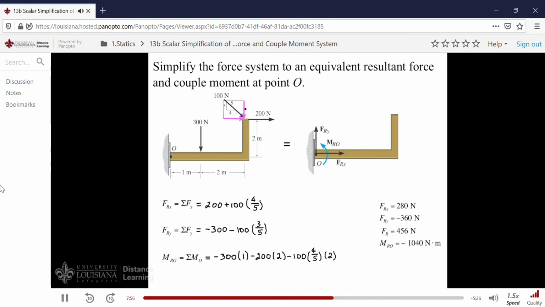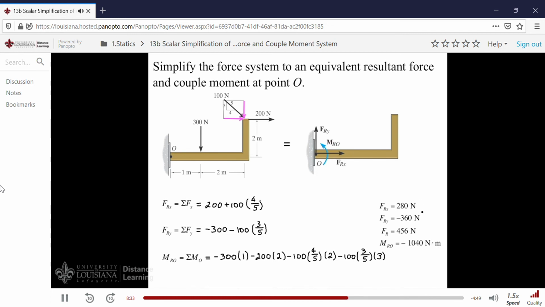And finally, we have the moment of the vertical component. And that moment is negative also, isn't it? Minus 100 times 3/5. And our moment arm for that one is what? It'd be 3 meters. After all, if you brought it down to here, you'd see that distance is 3 meters. And when you work this through, you get your result. It's minus 1,040 newton meters.